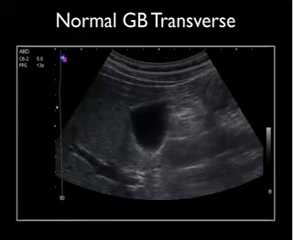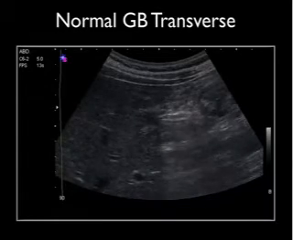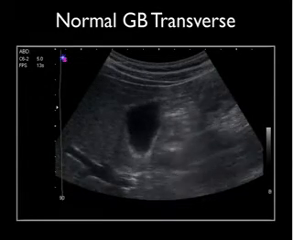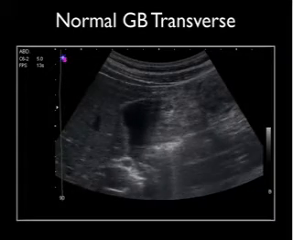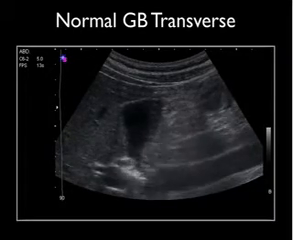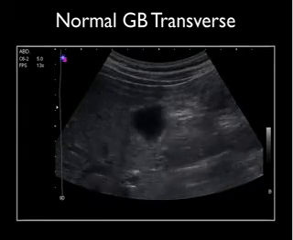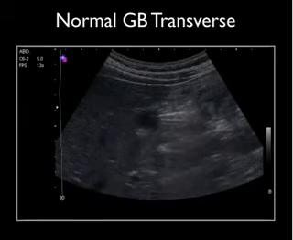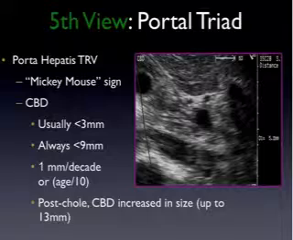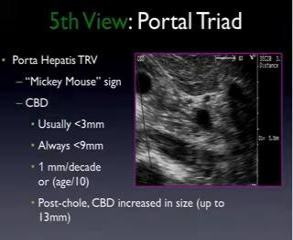Now, turning the probe 90 degrees, we're able to obtain a gallbladder transverse image. So as we're scanning through from the neck to the fundus of the gallbladder, we're looking again for any evidence of echogenic sludge or stones, etc. We've talked about the 1 through 4 views, so the gallbladder long, gallbladder transverse high, mid, and low. Now our 5th view will be the portal triad.